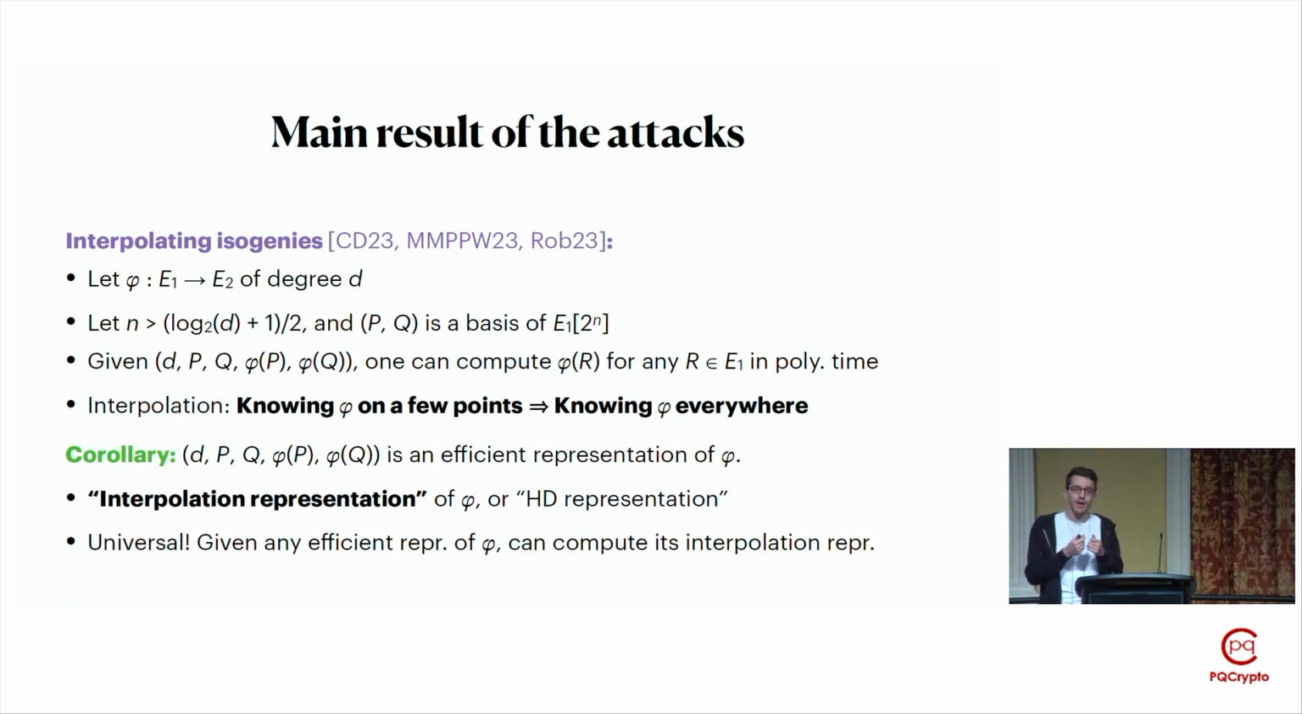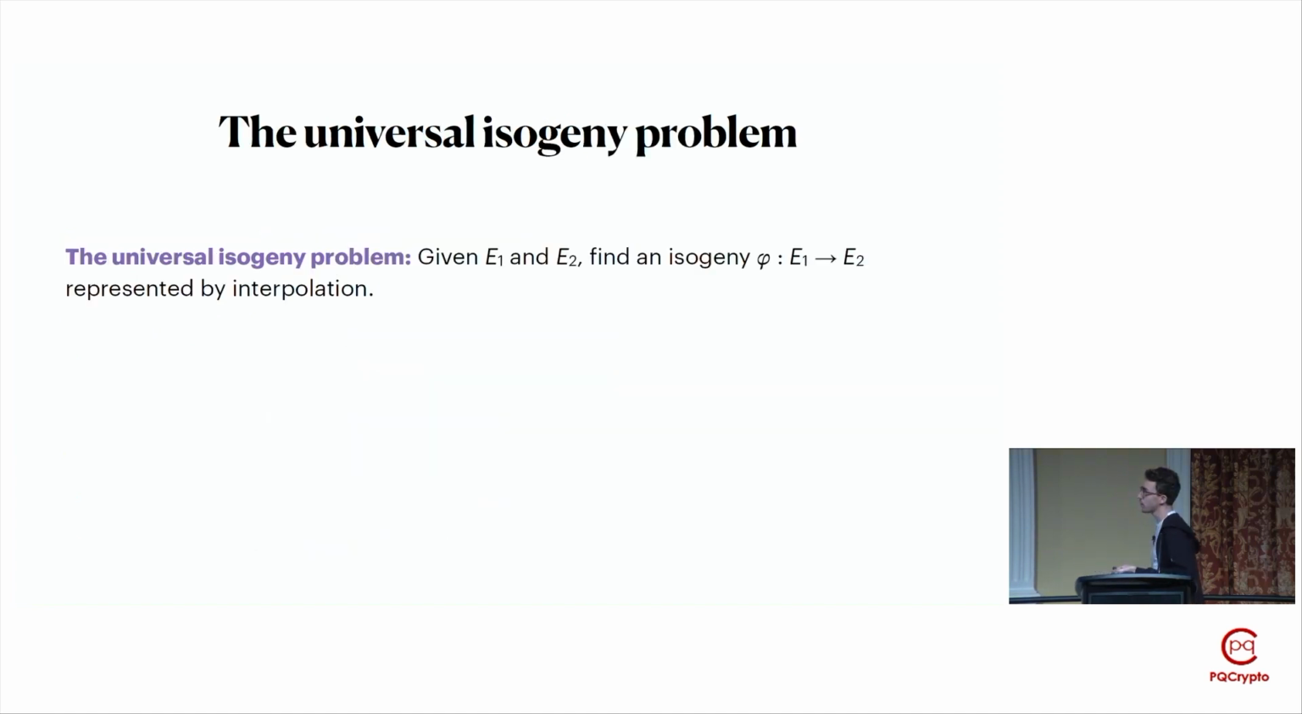By that I mean, if you have any efficient representation of an isogeny, you can immediately convert it into an interpolation representation. Because all you need for your interpolation representation is a few evaluations of your isogeny, and this is what an efficient representation gives you anyway. So it's universal. And you could try and use that to define a universal variant of the isogeny problem. Defined as follows: you're given two elliptic curves, E1 and E2. Can you find an isogeny between them, given in interpolation representation? So that defines a new variant of the isogeny problem, maybe the more universal variant, maybe the more natural variant.